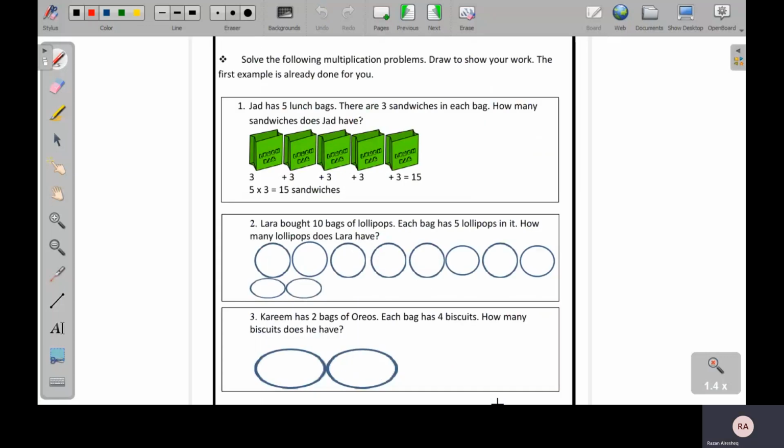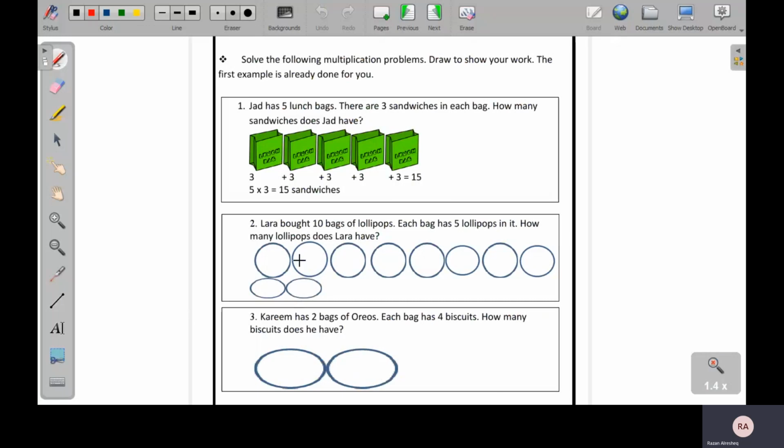Here, we have solved the following multiplication problems. Draw to show your work. The first example is already done for you. Let's read number 1. Jad has 5 lunch bags. There are 3 sandwiches in each bag. How many sandwiches does Jad have?